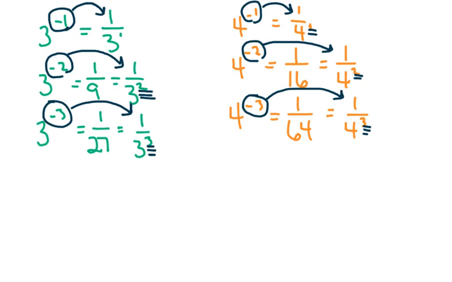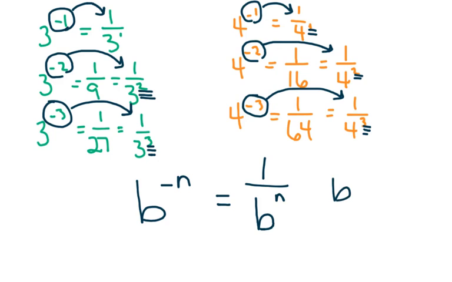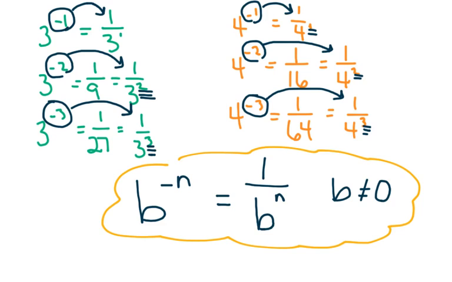So we are ready for the algebraic way to write the negative exponent property. It is b to the negative n is equal to 1 over, it becomes a fraction, b to the positive n. And again, we have this rule that b is not allowed to be 0. In this case, it's because we cannot divide by 0. So that is the property that you need to understand. That's the negative exponent property.